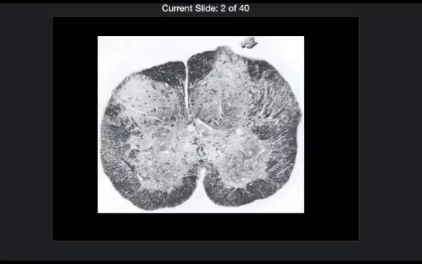What level of the spinal cord does this represent? Pardon? Sacral. And is there a sex difference between the sacral cross-section of the spinal cord of a male and female?